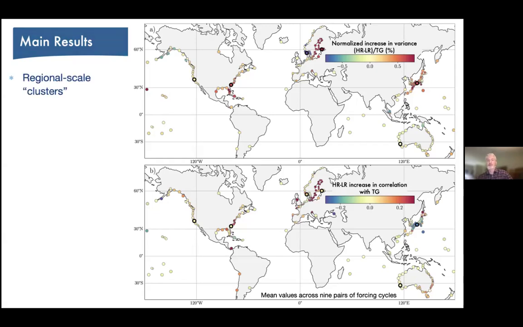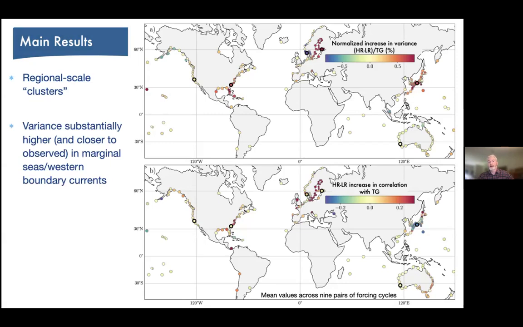So the first thing that you can see is that the differences in the statistics and the agreement of the models with observations kind of clusters into these regions, where, for instance, if you look at the Baltic Sea, where we have a lot of tide gauges, you can see that you get a dramatic increase in the variance and correlation in the high resolution model. You can also see that in the attached Gulf Stream region of the US East Coast that I was pointing out before. You have a big increase in variance and correlation. So much significant improvement in those regions.